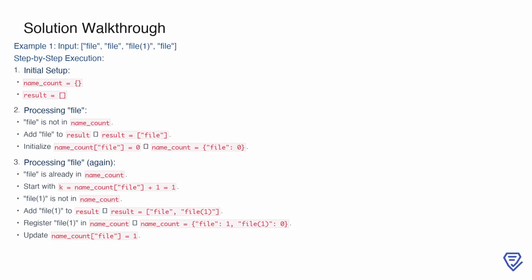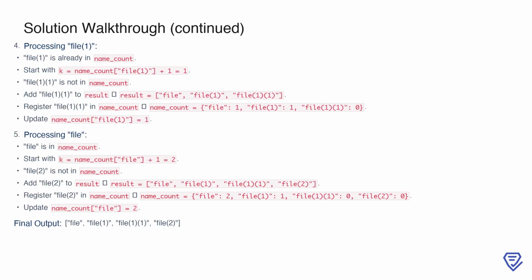We also register file 1 in name_count and update name_count[file] to 1 to reflect the new count of the base name. Now, we move on to file 1, which is already present in name_count. Calculating k as name_count[file 1] plus 1, which equals 1, we generate the new name file 1(1). Since this name is not in name_count, we add it to result, resulting in file, file 1(1). We also register file 1(1) in name_count and update name_count[file 1] to 1.